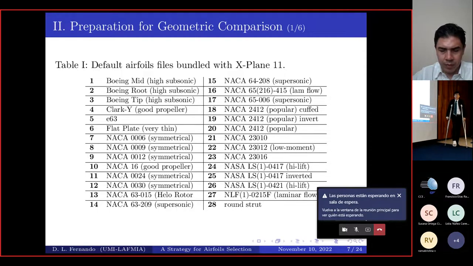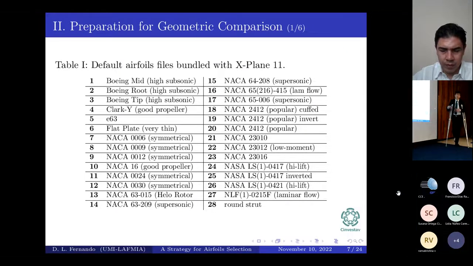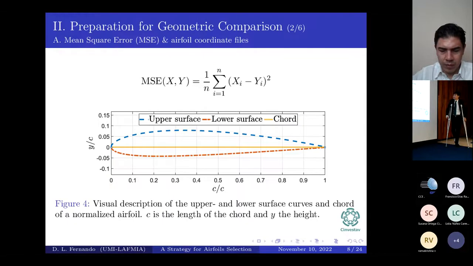I have said we got a list of 28 default airfoils available in the Playmaker program, both with X-Play, which we can use in order to generate wings of an aircraft. So we are going to make a comparison between the airfoils of those lists and our original airfoils that we intend to use in our design of the wings.